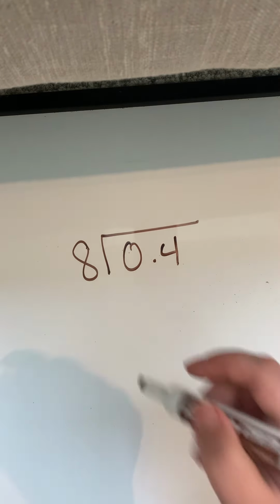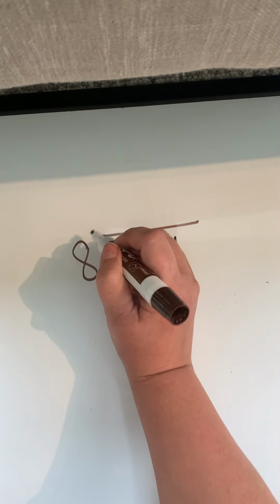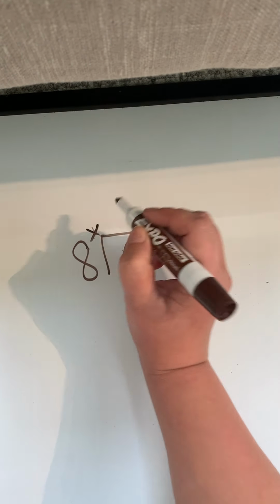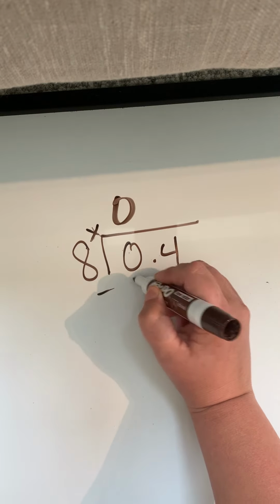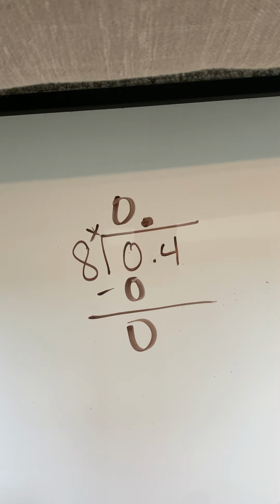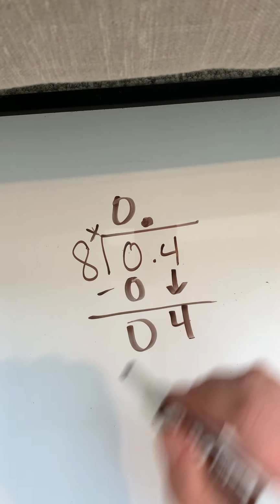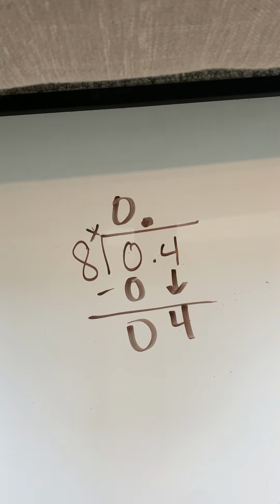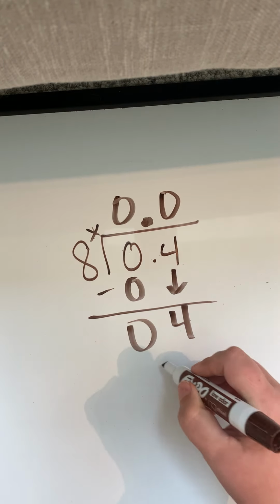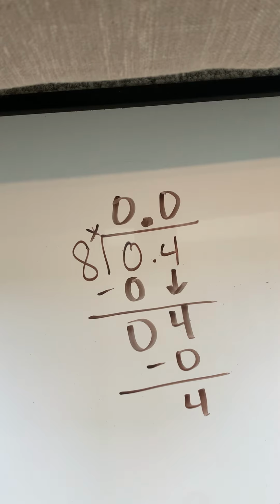All right, guys, great job. I'm going to go ahead and work through this. So check your answers on your whiteboard or on your piece of paper to make sure that they are matching mine, okay? 8 times what gets me close to 0? 0. Excellent job. Bring up my decimal. All right, now let's go ahead and bring down our 4. Uh-oh, 8 times 0. All right.